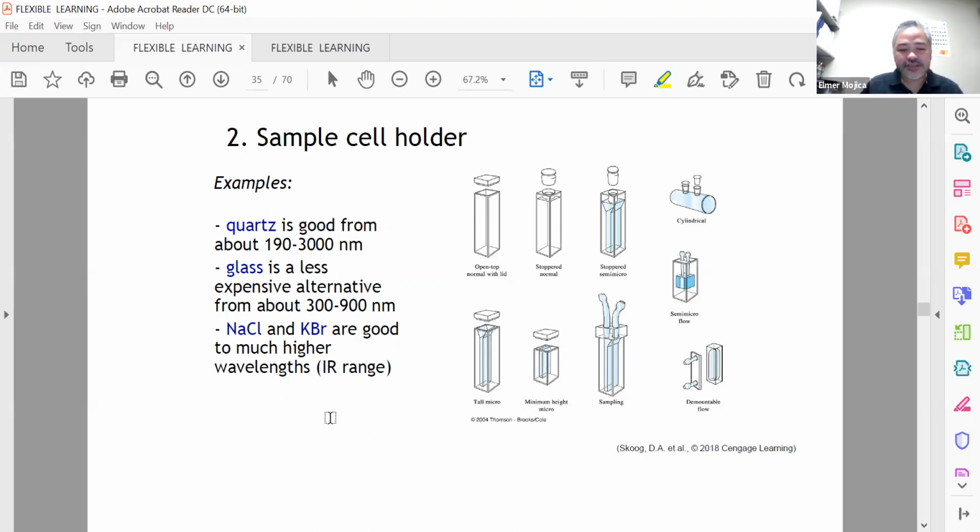Now, for the IR one, you're going to use what we call the NaCl and the KBr cell window. But usually, if you're going to use this one, make sure you don't use water-based sample. Why? Because it's soluble in NaCl and KBr. They will dissolve some of this. So you can use the silver chloride. That's the one that I usually use as a cell window. Okay. So this is how this container looks like, the sample cell holder.